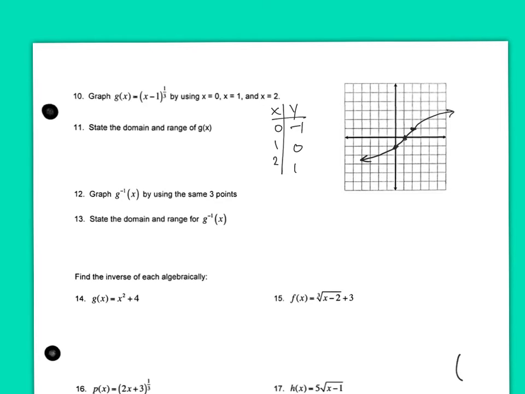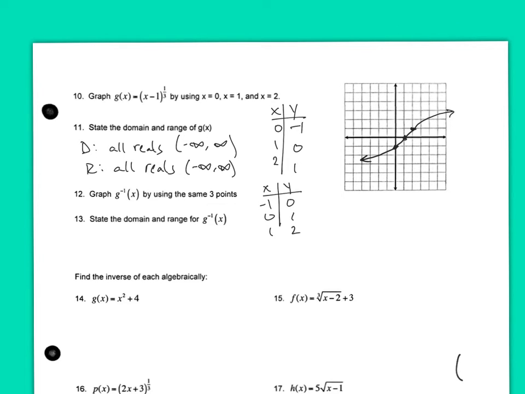Now they want us to graph the inverse using the exact domain and range. Sorry, I forgot about that. Domain, of course, is all reals, and range, all reals. You don't like that? You can use the infinities, negative infinity to infinity, negative infinity to infinity. So if we switch these points, remember inverse means switch the x and y, so then we would have negative 1, 0, 0, 1, and 1, 2.